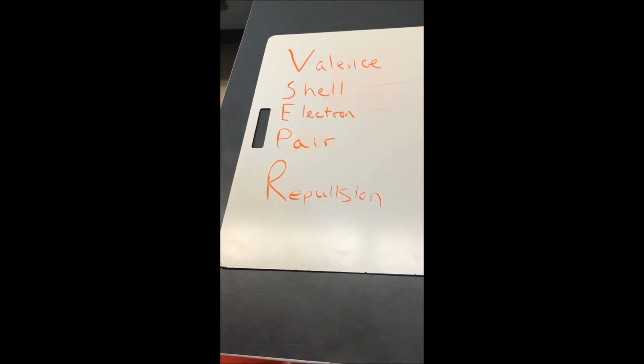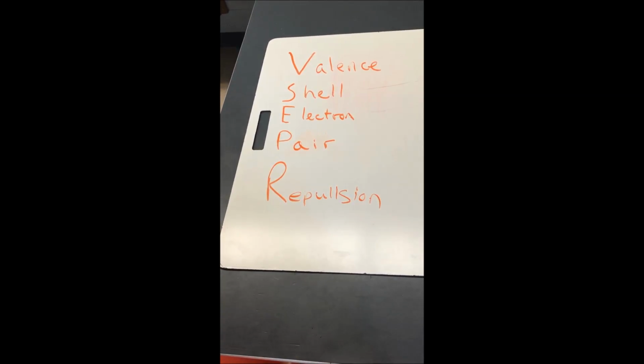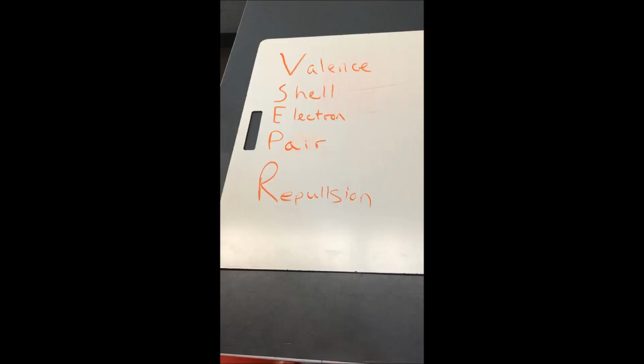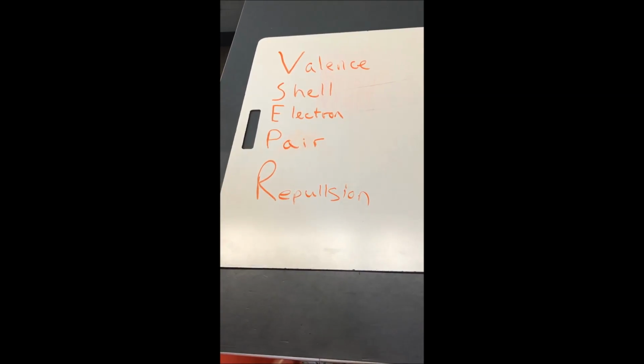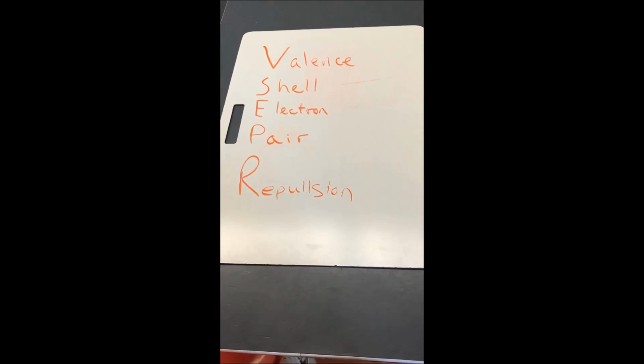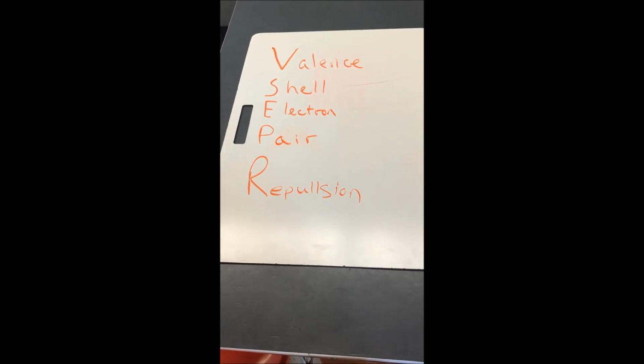The molecular shape is based off of VSEPR. V stands for valence, S stands for shell, E for electron, P for pair, and R for repulsion. The shape of the molecule is determined by the electrons repelling against each other, and they repel to get as far apart as possible.